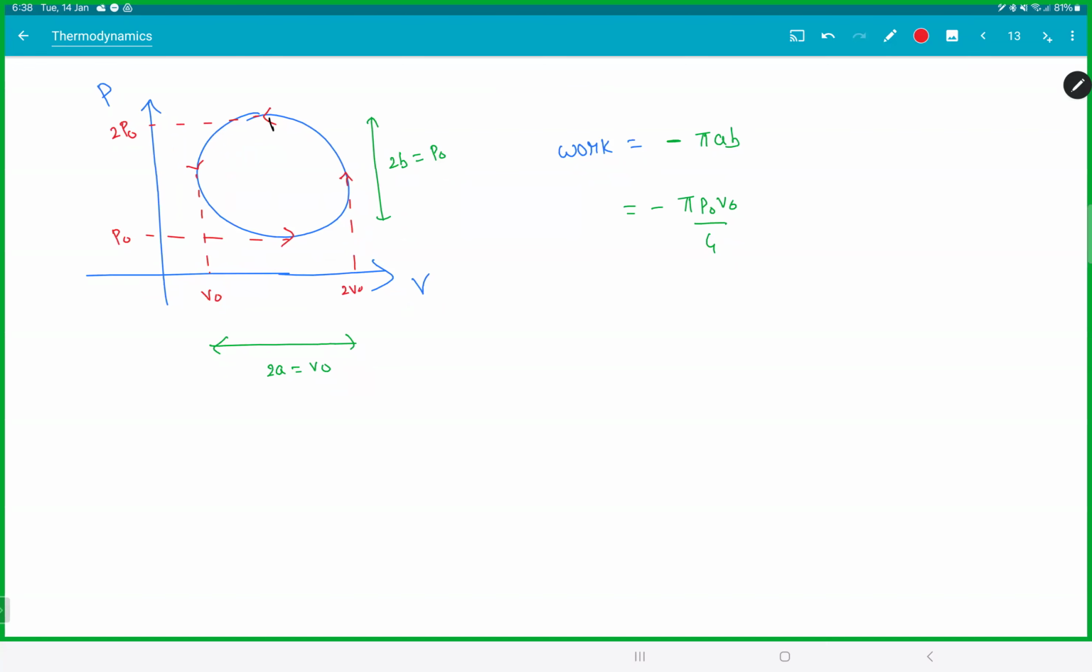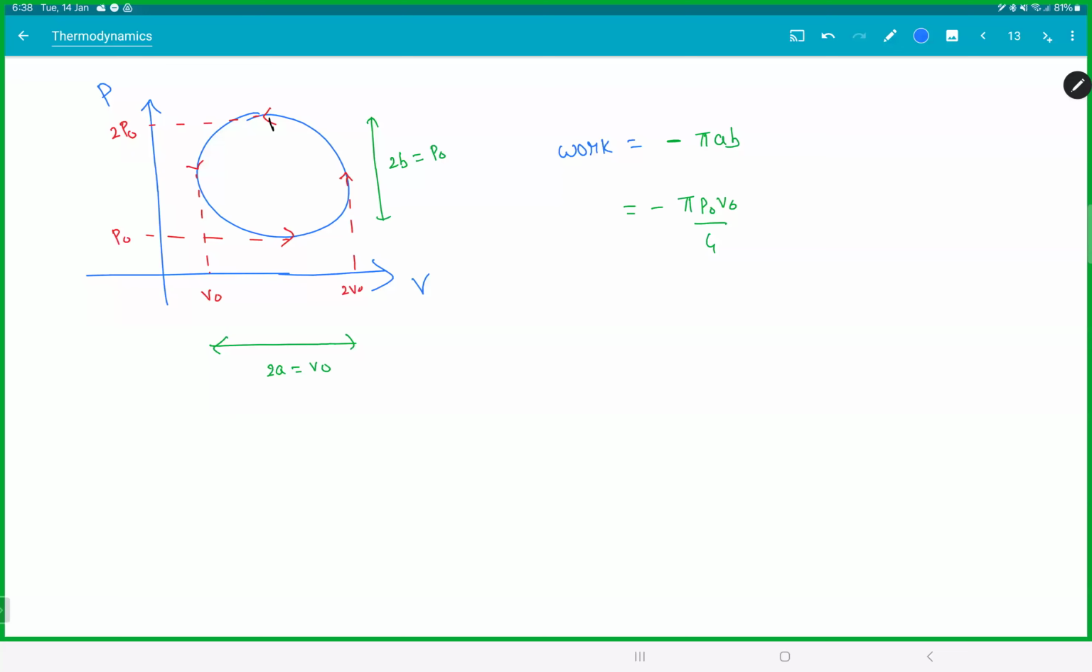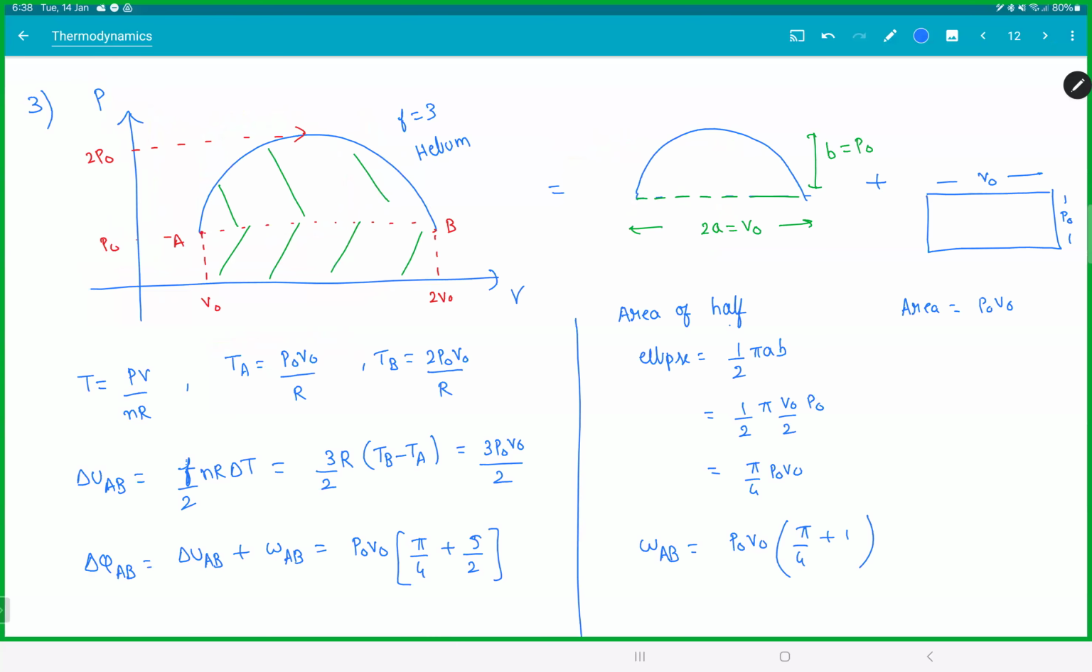Clear? It won't be a cyclic process then. You can't have arrows like that. All are in the same direction. Clear with this? So this was a PYQ. Check this out. Let's see one more. Any doubts on this? Let's see one more.